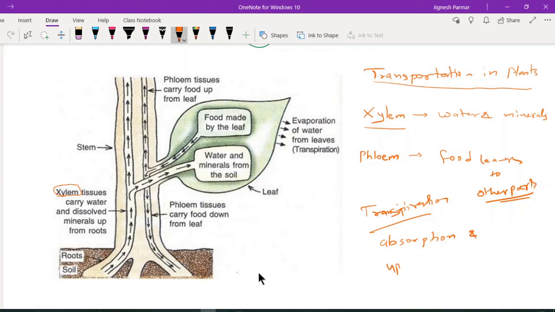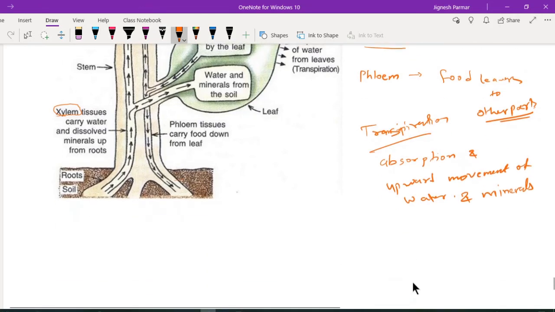Absorption and upward movement of water. Along with it, some minerals are also dissolved. So guys, this is the thing which happens from roots to the leaves. Transpiration also helps to maintain the temperature.